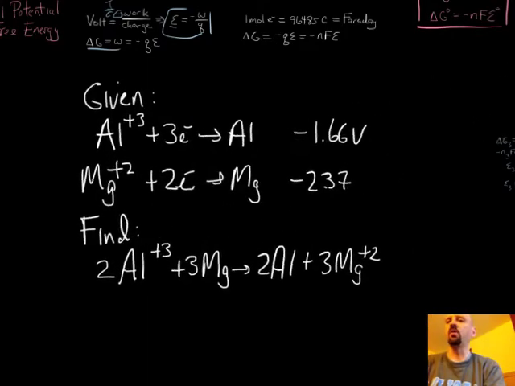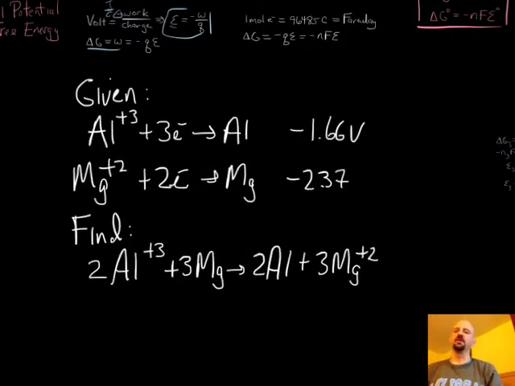Alright, so what I want to do is find the cell potential for the full redox reaction we have here down at the bottom. And we're going to get it from the relevant half reactions. We have the reduction of aluminum 3+, and that has a potential of negative 1.66 volts. I'm getting this right off of the potential chart we gave out in class. And then we have the reduction of magnesium 2+ to elemental magnesium for negative 2.37 volts.